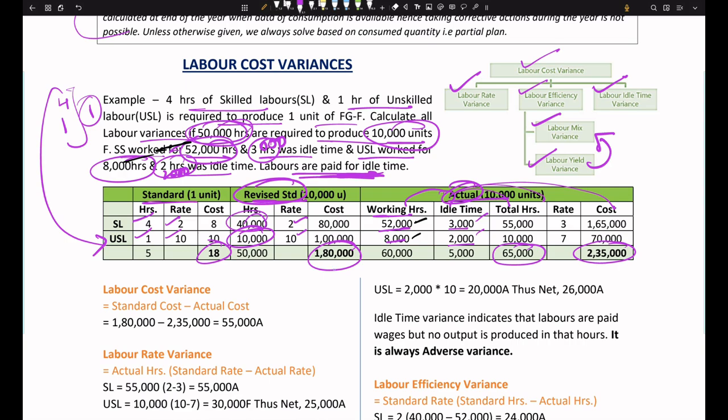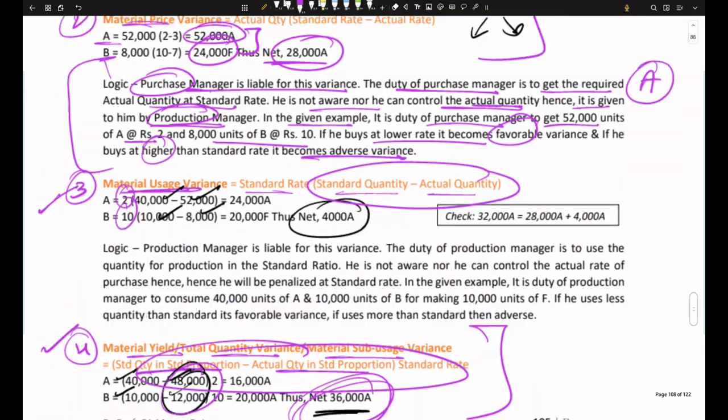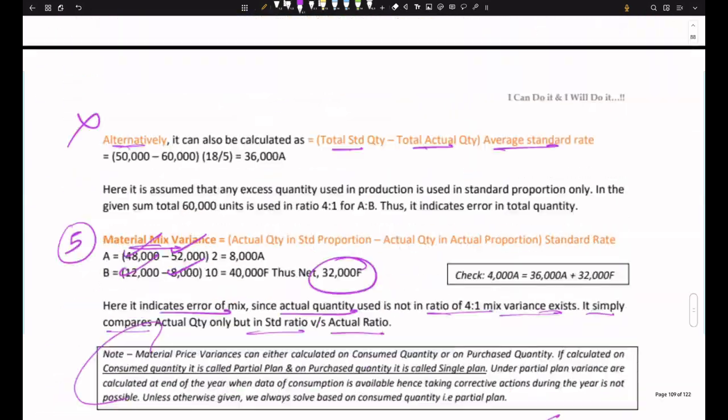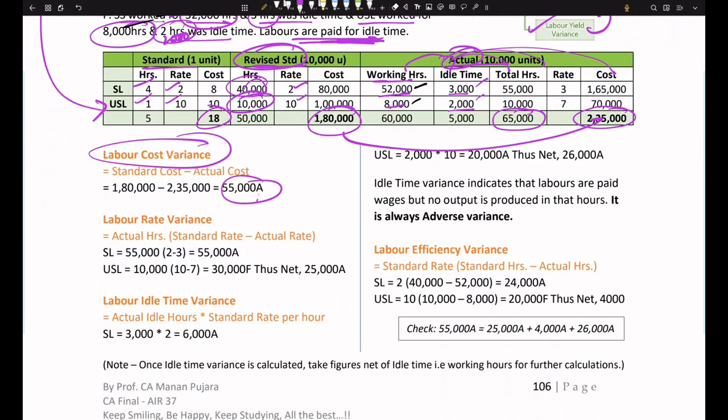So the standard cost minus actual cost, the difference between these is 55,000 adverse, that is the labor cost variance. That is similar to material cost variance. Let me just show you that. Material cost variance was simply 1,80,000 minus 2,12,000, and the answer here was 32,000 adverse. So the labor cost variance is similar, 55,000 adverse.